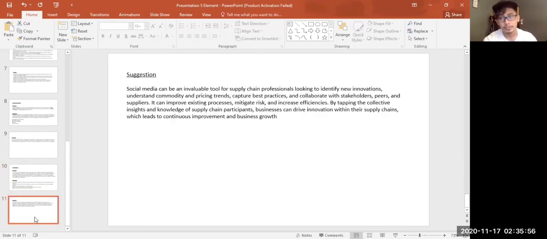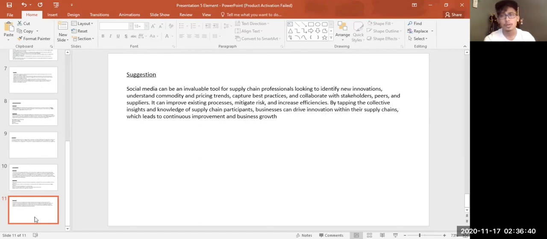So what is the suggestion for social media? Social media can be an invaluable tool for supply chain professionals looking to identify new innovation, understand commodity and pricing trends, capture best practice and collaborate with stakeholders, peers and suppliers. It can improve existing processes, mitigate risk, and increase efficiency. By tapping the collective insight and know-how of supply chain participants, businesses can drive innovation within their supply chains, which leads to continuous improvement and business growth.